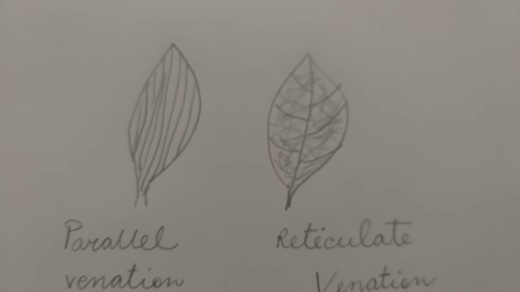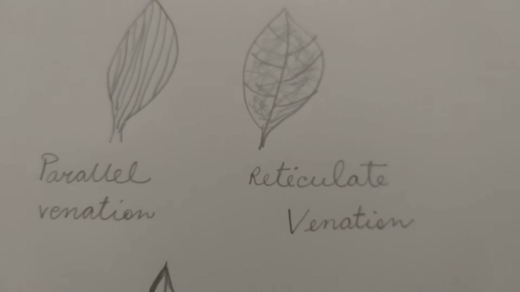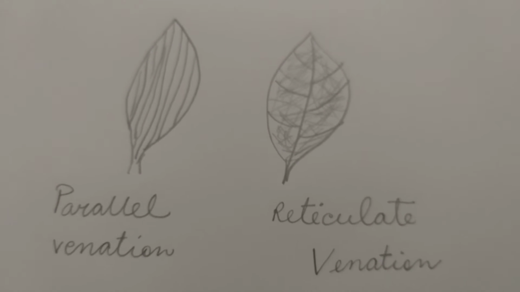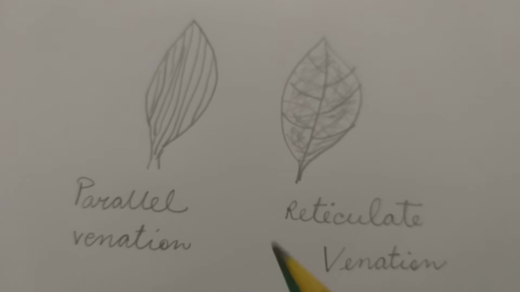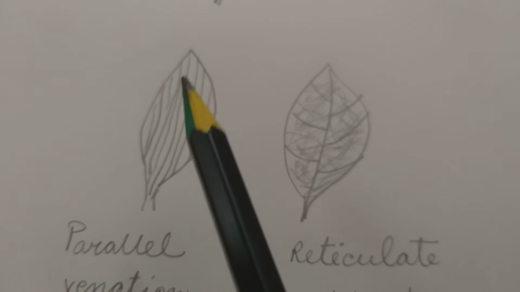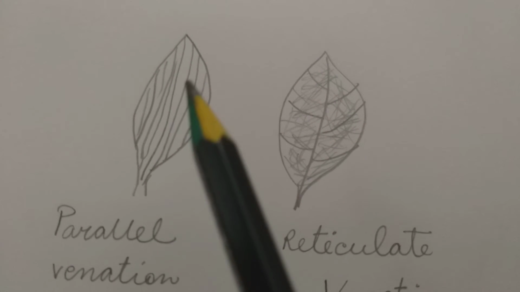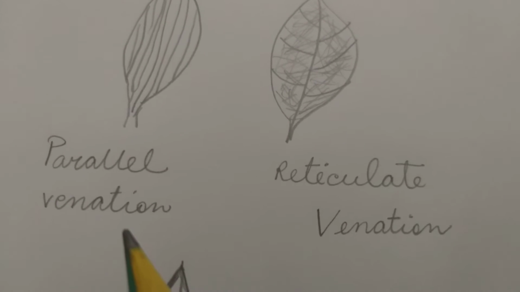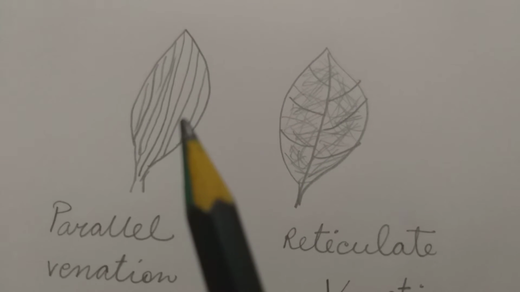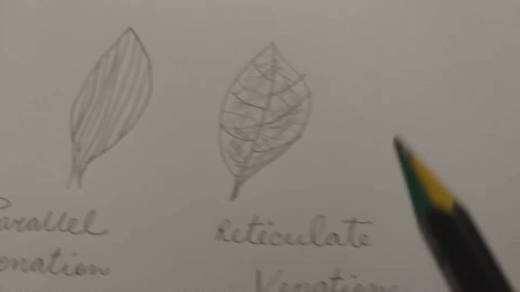Now venation. Venation means arrangement of veins on the surface of the leaf. When the veins are parallel to each other, this is called parallel venation. Monocot leaves have parallel venation.